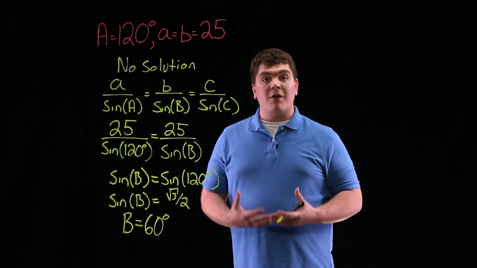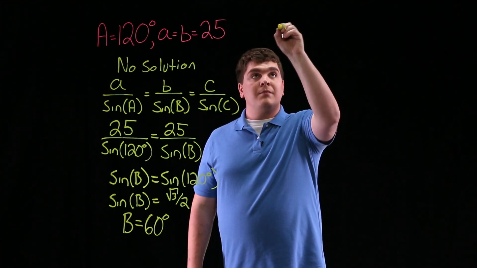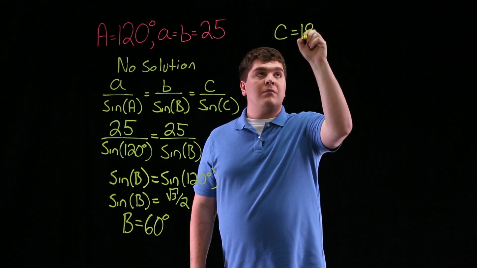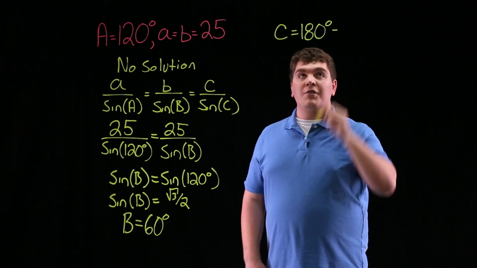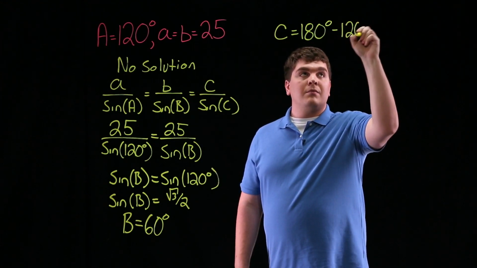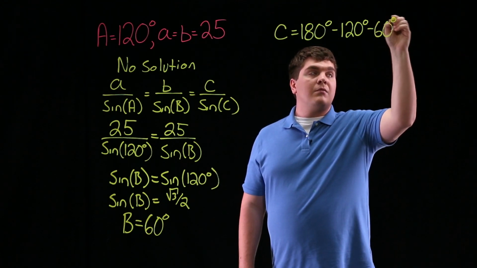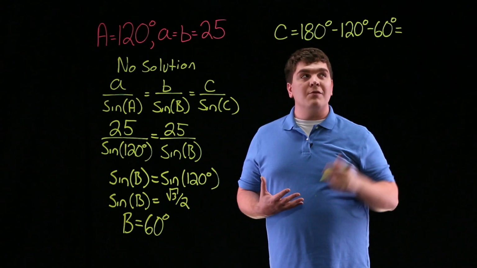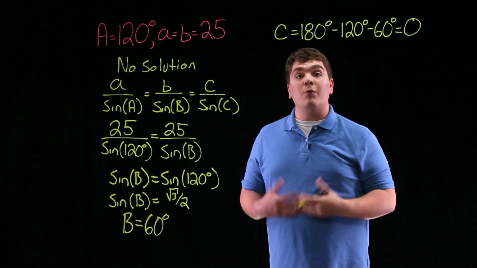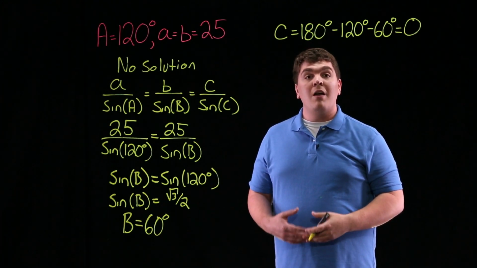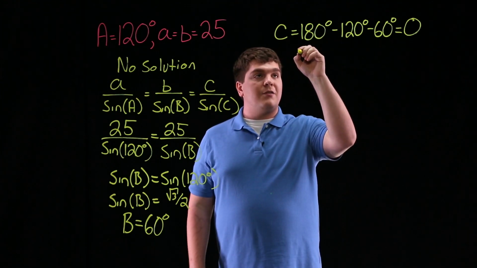So if we tried to find what our third angle, angle C, was, angle C would be 180 degrees minus 120 degrees minus 60 degrees. And what we'd find is that the angle C is equal to 0. But since we're trying to solve for a triangle, we can't have one of our angles being equal to 0. So this is a contradiction, which again tells us that there is no solution to this triangle.